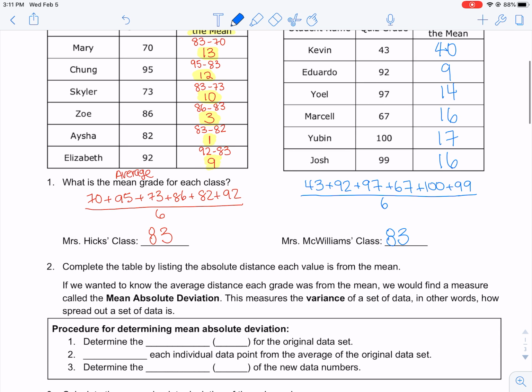Let's move on to number 2. It says complete the table by listing the absolute distance each value is from the mean. We completed that. If we wanted to know the average distance each grade was from the mean, we would find a measure called the mean absolute deviation. And this is what we're learning today. This measures the variance of a set of data. In other words, how spread out the set of data is.